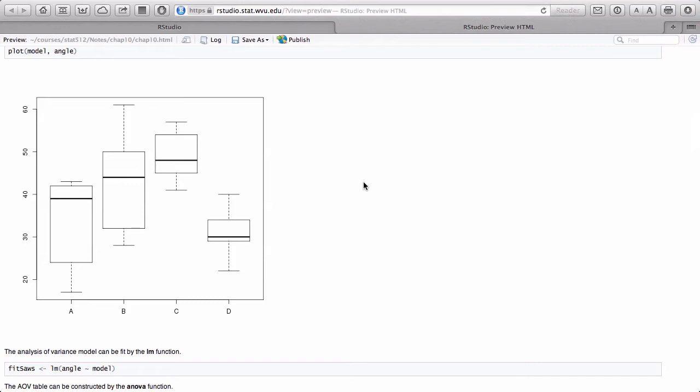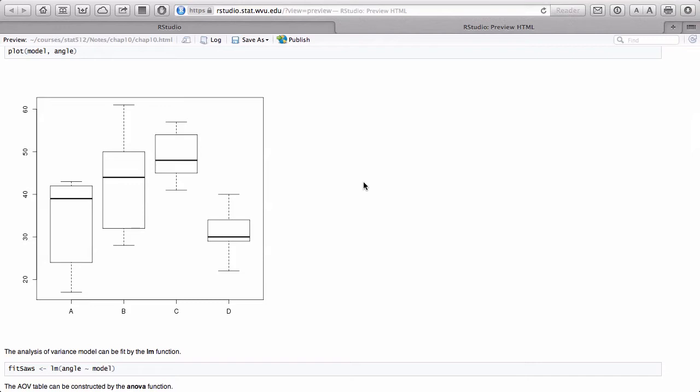There also appears to be some skewness in some of the cases. In other words, you would expect the median to be about in the middle of that box if, in fact, there were no skewness. So it appears there may be a little bit of skewness, particularly in A and maybe D.